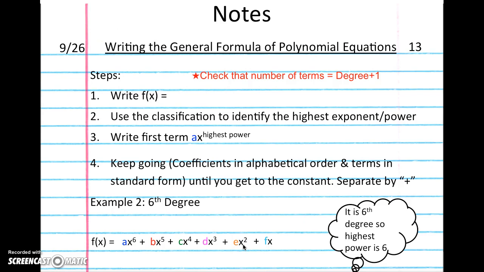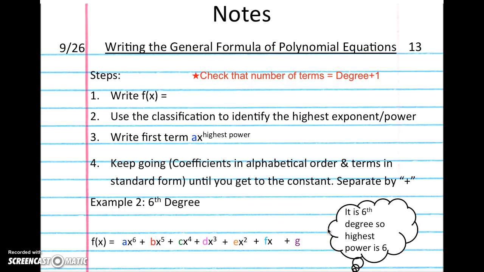and fx. Notice this is not f of x. The coefficient is f, and our exponent is x. This is not the same thing as this. F of x, remember, is our y. This is just saying the coefficient f multiplied by the variable x. Okay, are we done? No, of course we're not done, because remember we always have to end with a constant. And so my constant here using the alphabet is going to be g.